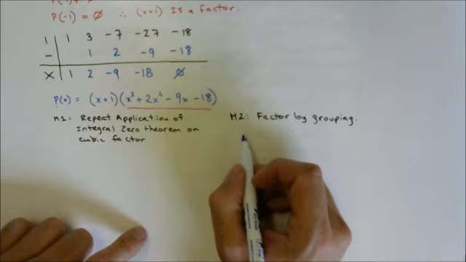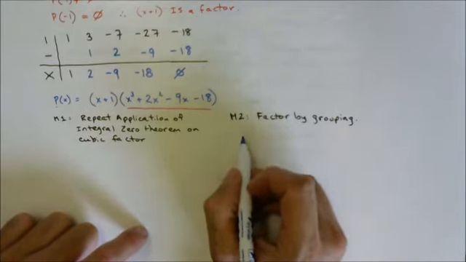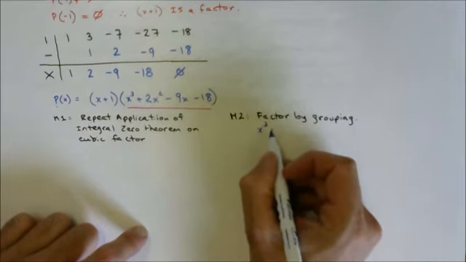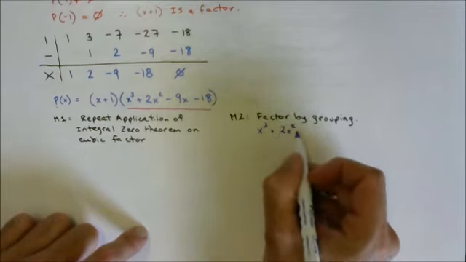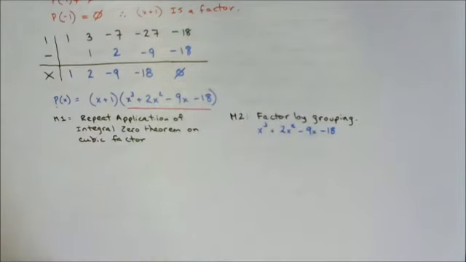Okay, here's what it looks like. Basically, all I need to do is look at the cubic that we have left, which is x cubed plus 2x squared minus 9x minus 18.